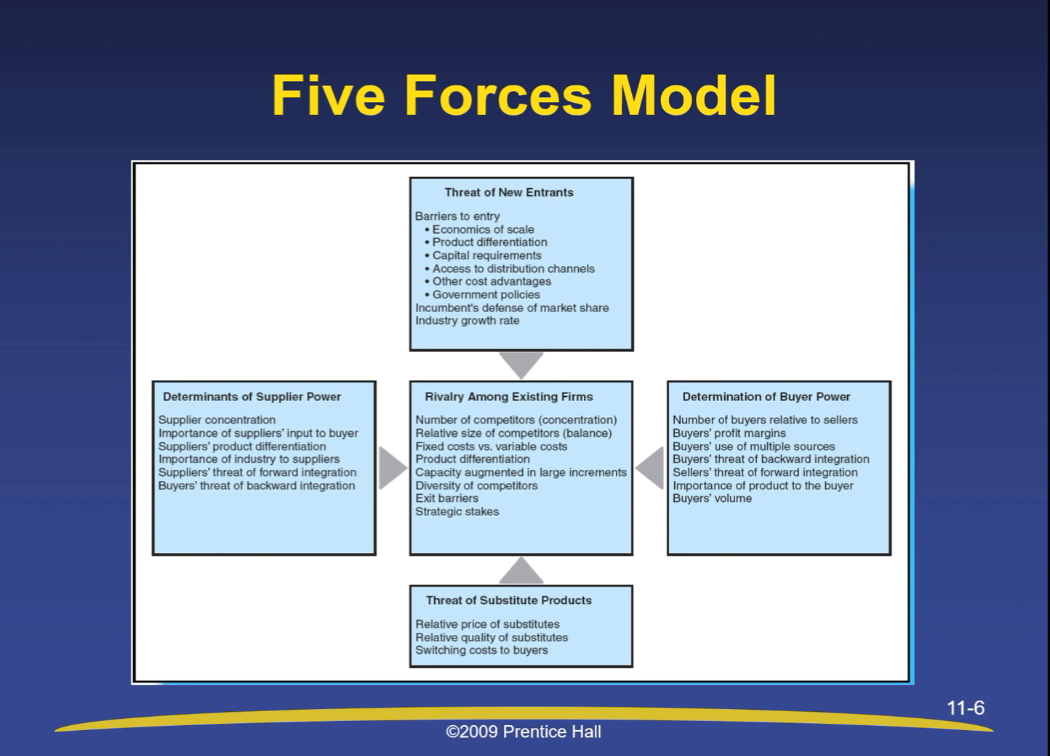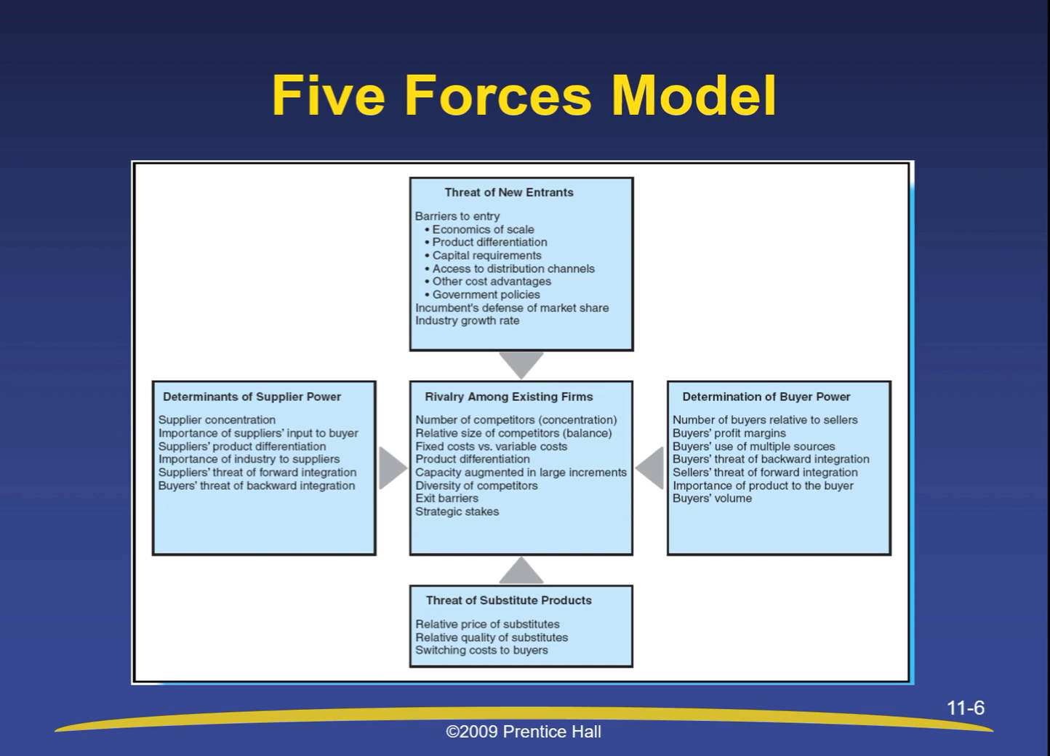On the right, we have the determinants of buyer power. Buyer power is high when buyers are more concentrated than sellers. And finally, at the bottom, we have the threat of substitute products. With the threat of substitution, companies are concerned that substitute products or services can easily replace theirs. So the threat of substitution increases when rivals or companies outside the industry offer customers more attraction or lower costs per product.